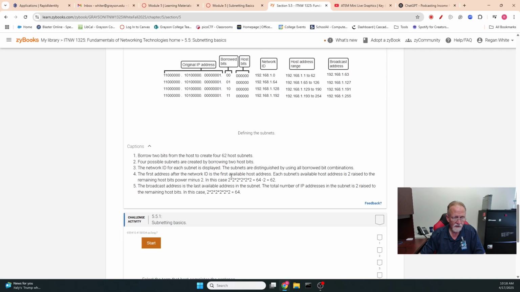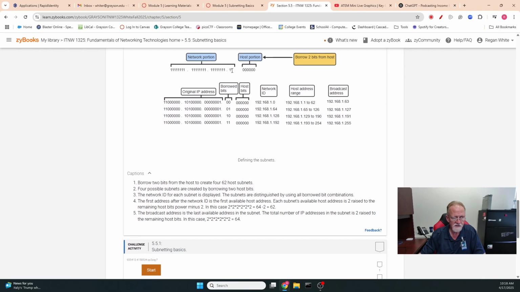Because we borrowed 2 bits, we're going to go 2 to however many bits we borrowed. 2 squared is 4. That's how many subnets we're going to have. Here's the network ID for each of the 4 subnets we've created. There's the broadcast address for each, and there is the usable range of addresses for what we've created. You go through the participation activities and the challenge activity, because that will really help you figure this out.